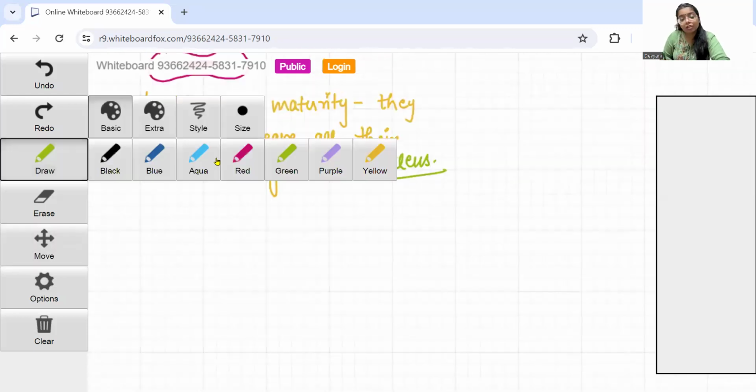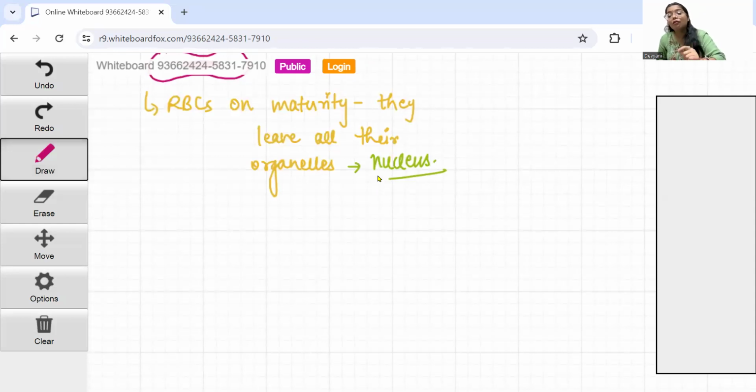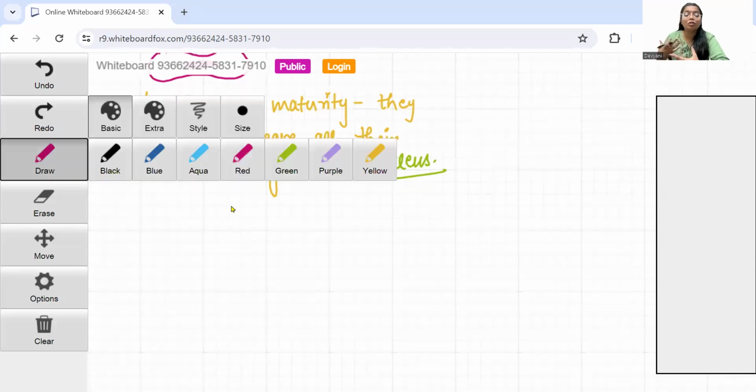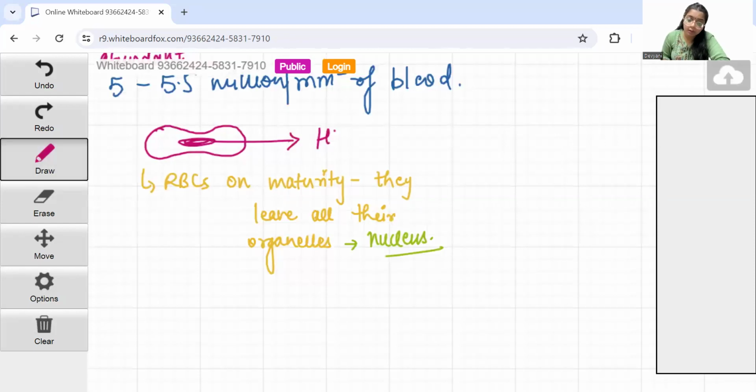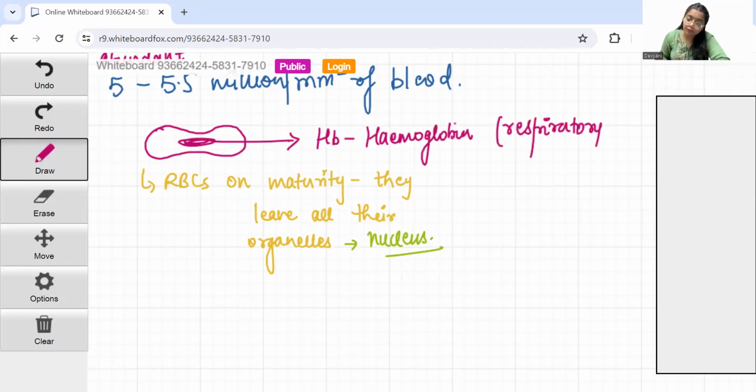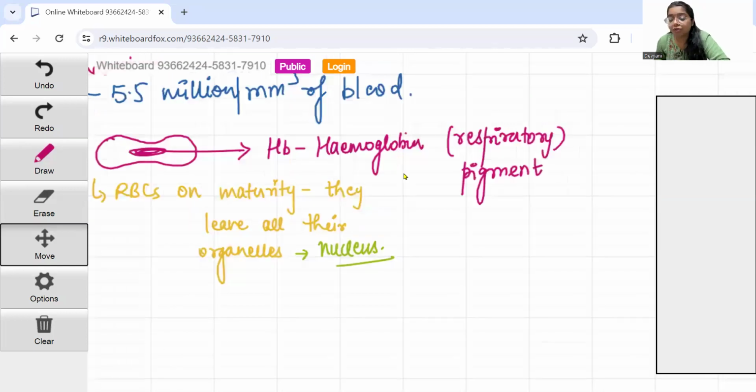Why do they not have a nucleus? Because they need space for a pigment, a respiratory pigment involved in the transportation of oxygen and carbon dioxide, that is known as hemoglobin. So this red thing which you see in between the RBC, this is hemoglobin, right? It is a respiratory pigment required for the transportation of gases in our body, which we will be covering in the respiratory system.